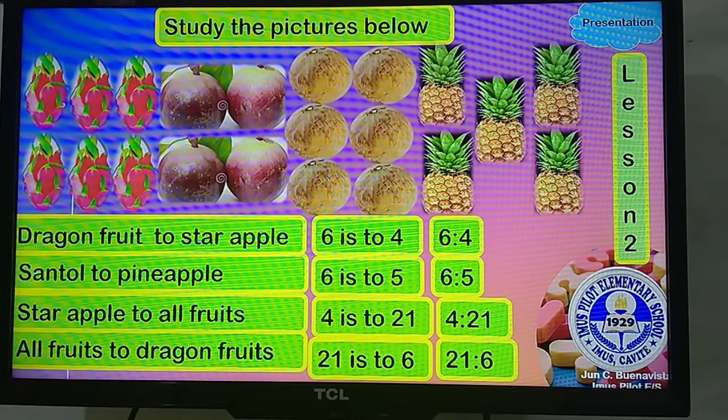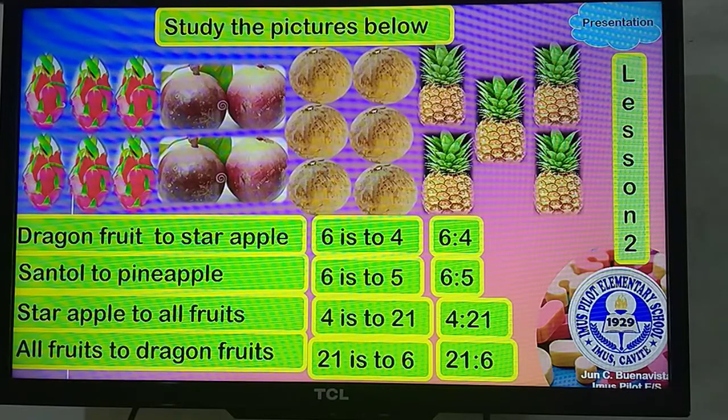Okay, so we can divide it by 3. So, 21 divided by 3 equals 7. And then 6 divided by 3 equals 2. So, therefore, the lowest term of the ratio 21 is to 6 is 7 is to 2. Okay. Can you now answer the following numbers using a ratio?